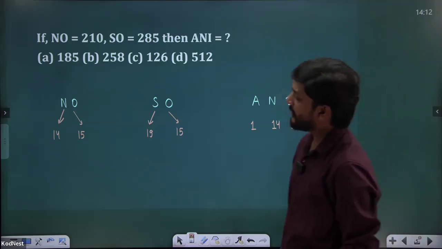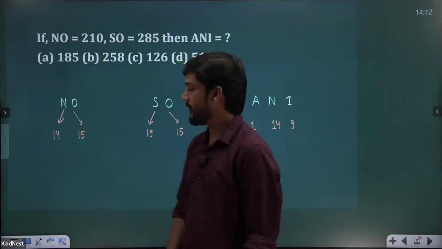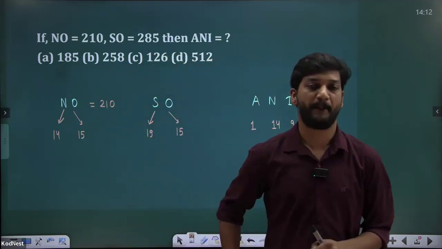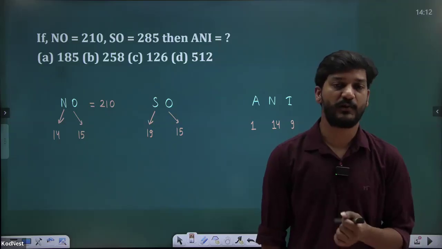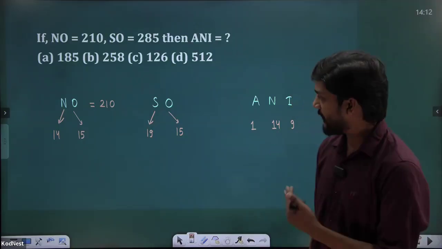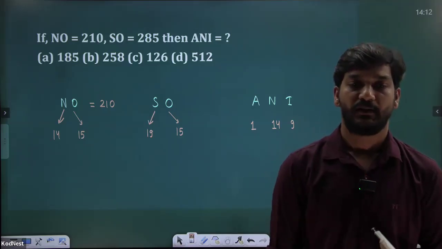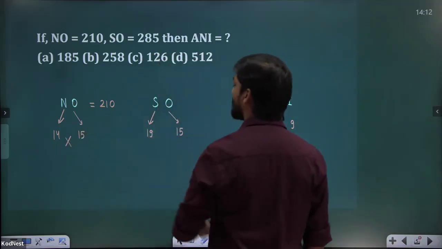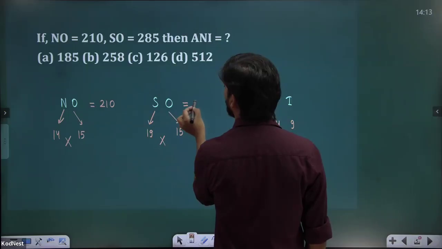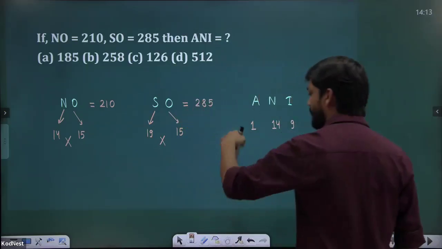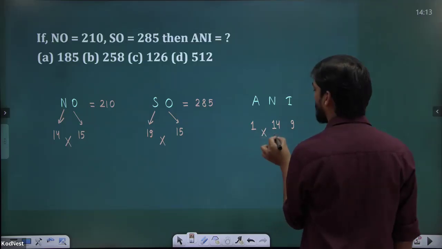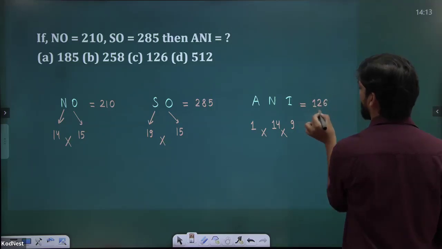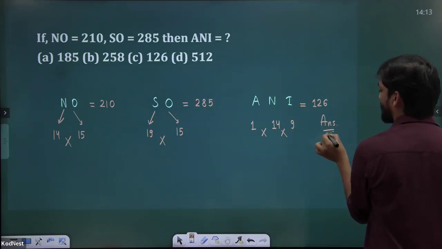Now think please, with these two numbers, how is it possible to get 210? Is it possible? Check please. If it is possible, tell. If it is not possible, we'll think something else. So yes, if we multiply, we will get 210. Here, if we multiply, we will get 285. So it is actually write the place values and multiply. So here also write the place values. 14 into 9, that is 126. So it is multiplication of the place values.